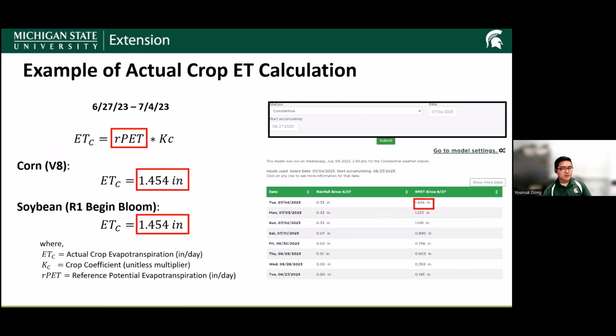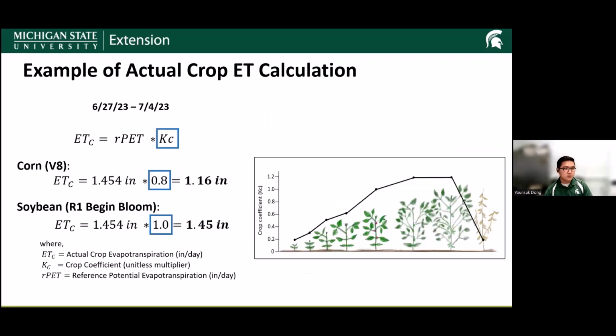I'd like to give you an example calculation. How do we use these numbers? For the reference ET, we got 1.454 from the EnviroWeather website. I have two of our demonstration fields. The corn is at the VA stage. The other, a soybean field, is at the R1 begin bloom stage. First, we need to get the reference ET, which we did here.